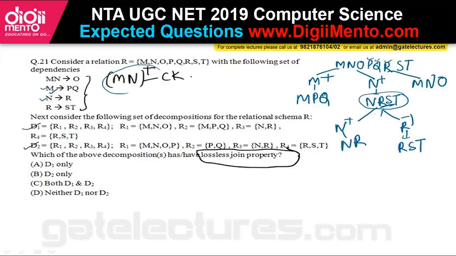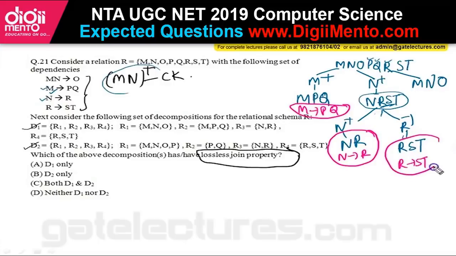So basically here I have the relation as M derives PQ, okay, with the attributes MPQ. Here NRST, where N derives R with the attributes NR, and R derives ST. So this is my third table, and MNO is my primary table, using which I can refer to those.